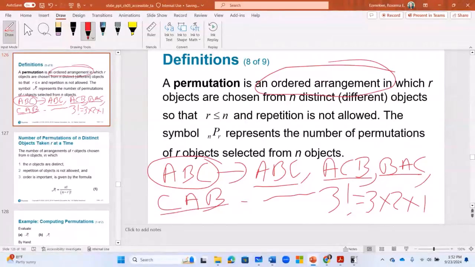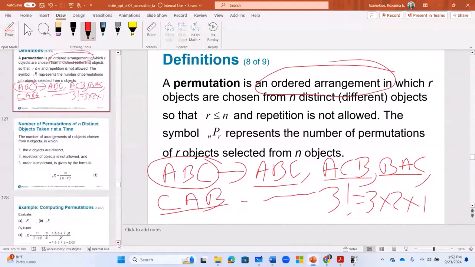I hope I cleared this, because actually this question is going to be about 3 or 4 in the test. If you don't understand the difference between combination and permutation, it's really going to screw them up. All right. So let's answer a permutation question.